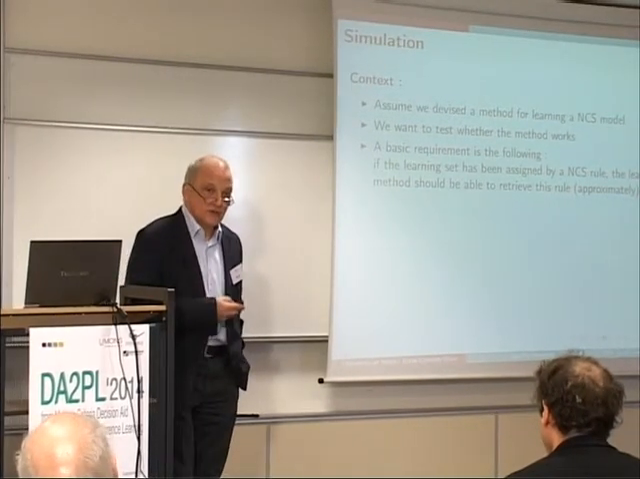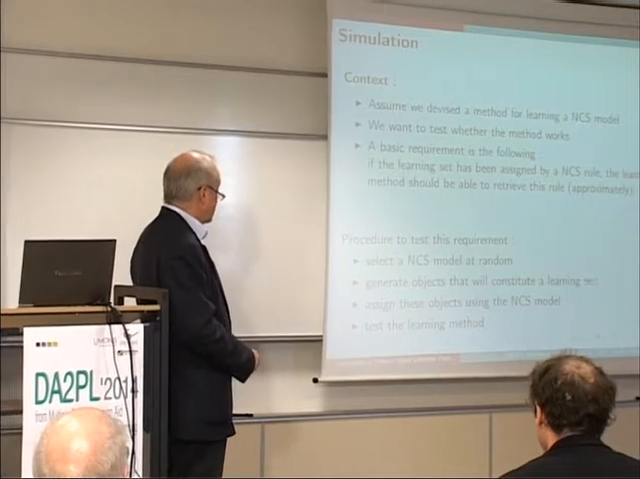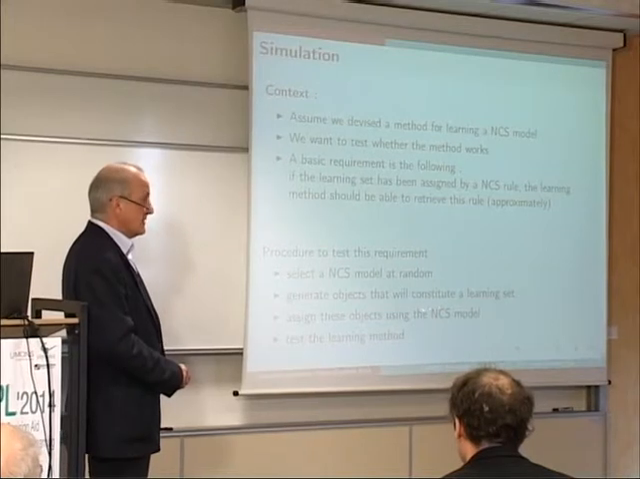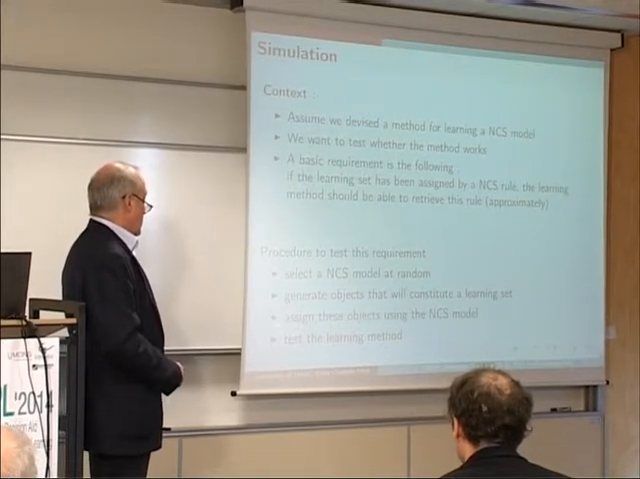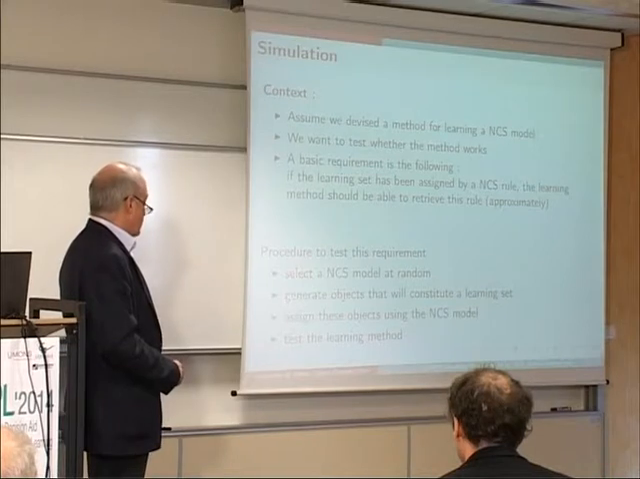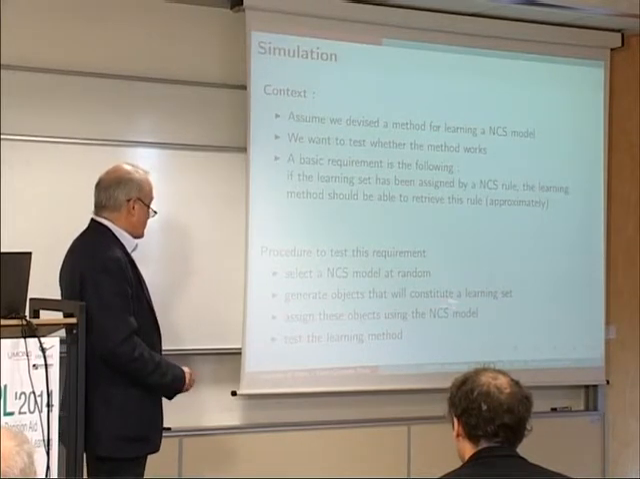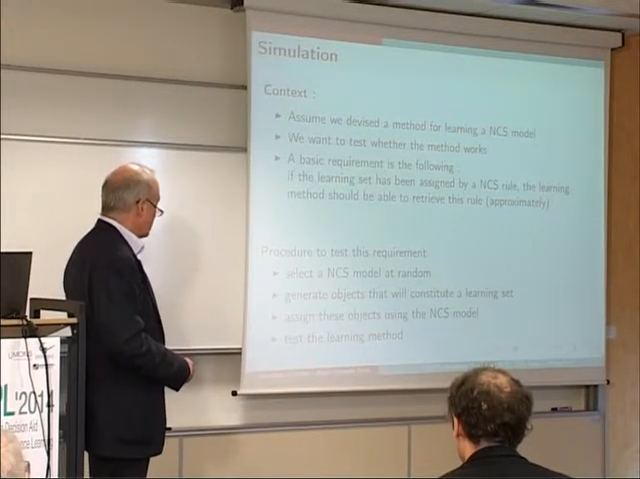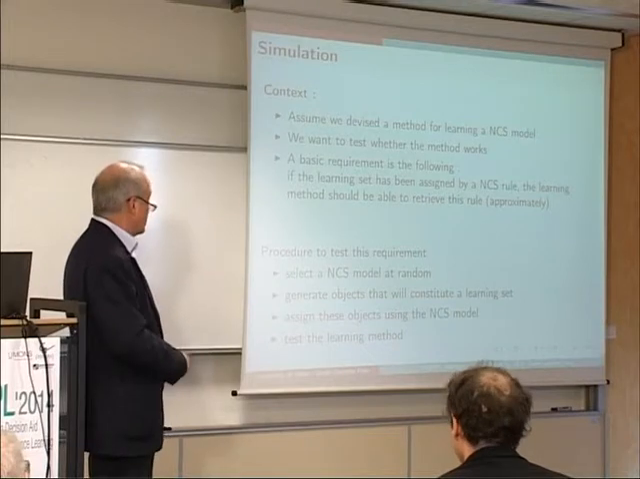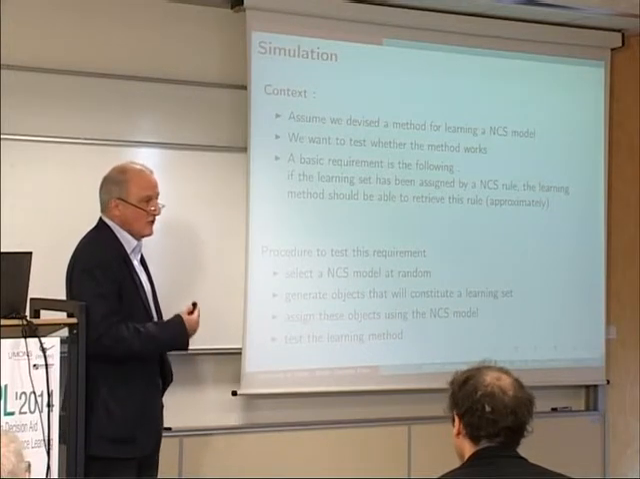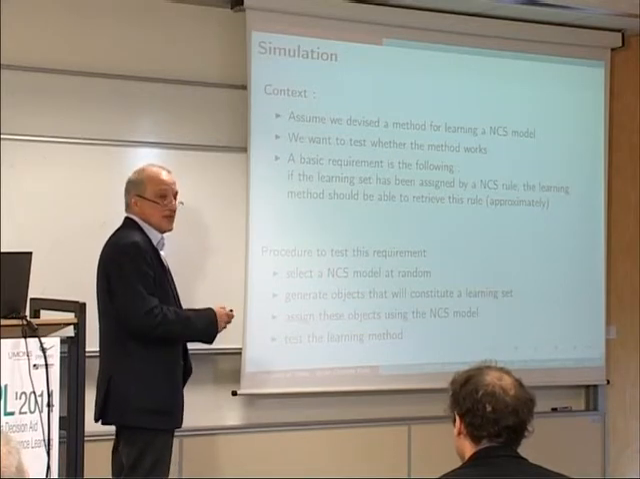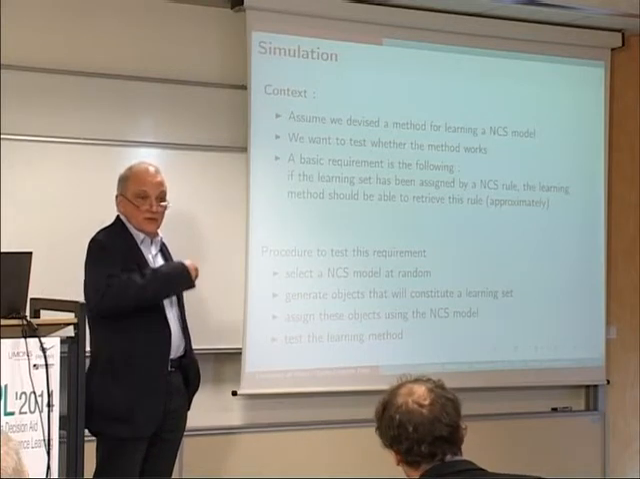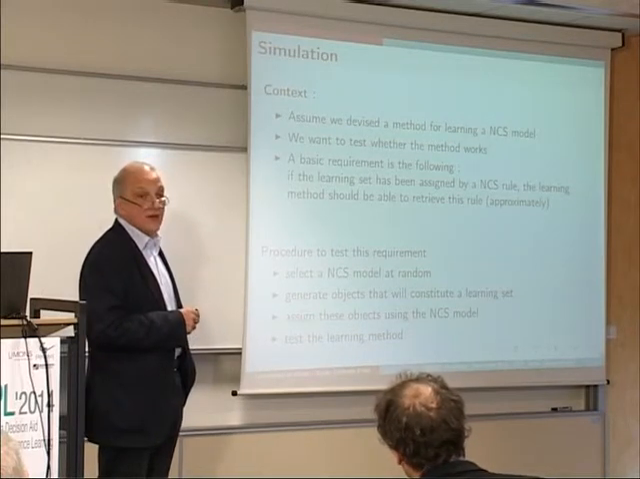Okay? So in order to test that, one way of doing it is to select an NCS model at random, use it to generate objects that will constitute the learning set, assign these objects by the known model, and then test the learning method. But the question is, how shall we select a representative NCS model, or several, in fact? How shall we sample the set of NCS models?